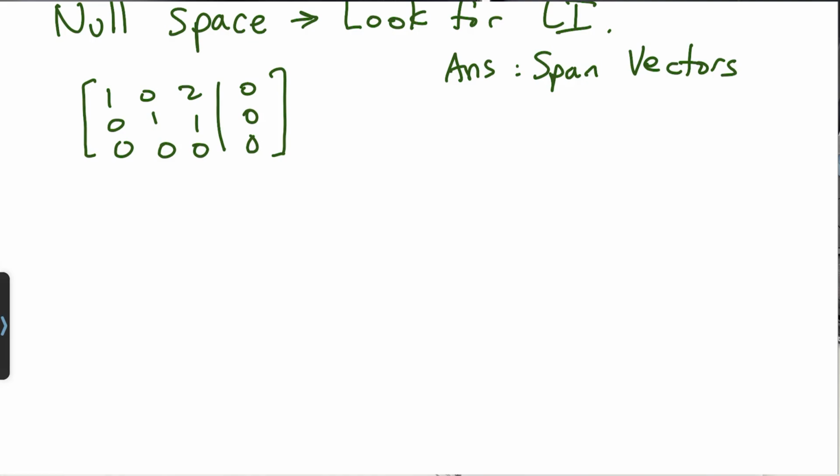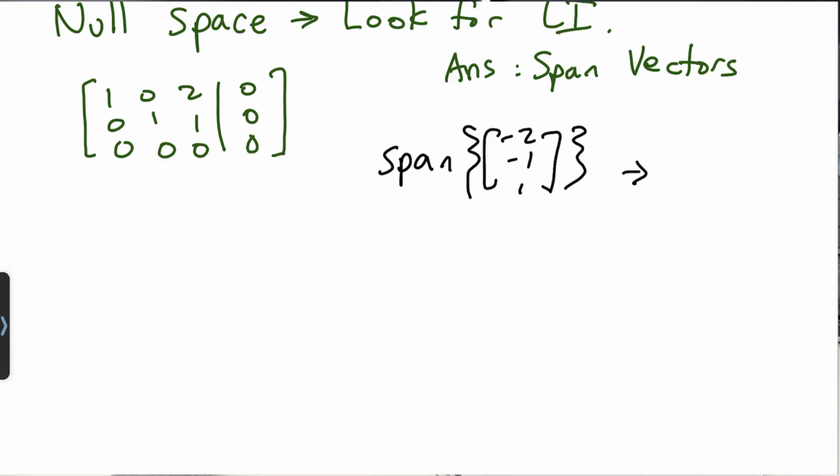Same thing, set it equal to 0. But your answer here is going to be the span of vectors, and I'll show you what I mean. This example here has been reduced all the way. We'll get this span vector, and that's your null space. We can call this null A. And we can say that -2, -1, 1 is a basis for null A.